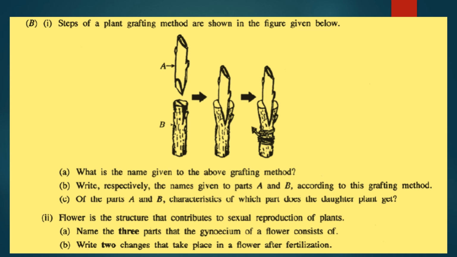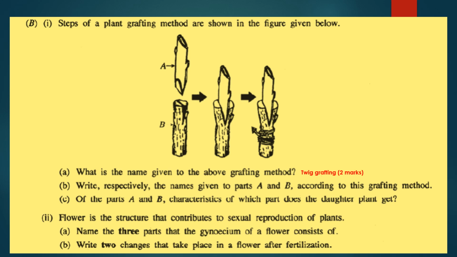Now write answers for the part B. Part 1. Steps of a plant grafting method are shown in the figure given below. A. What is the name given to the above grafting method? This method is twig grafting. You can earn 2 marks.